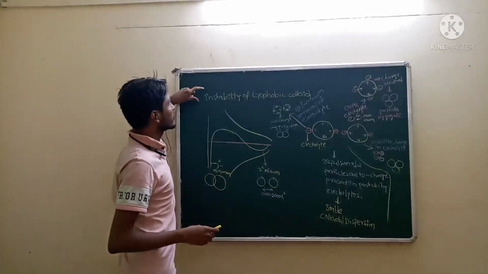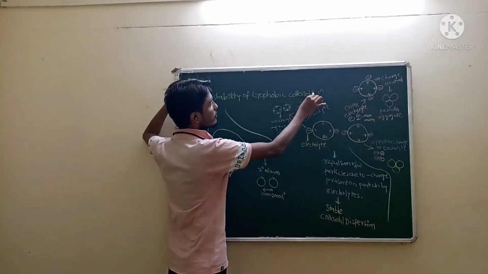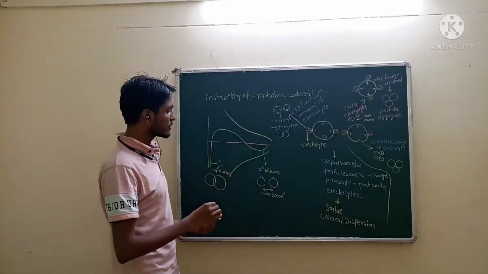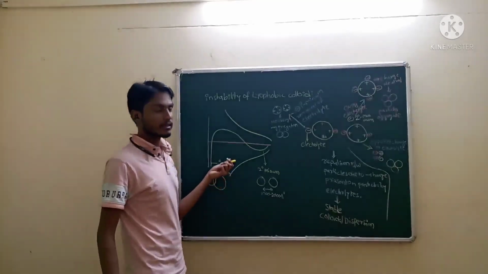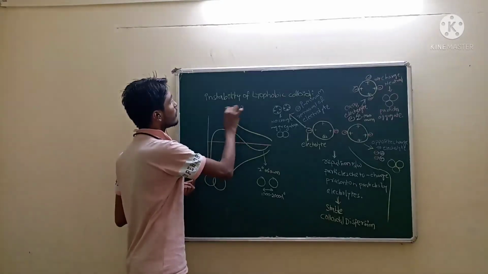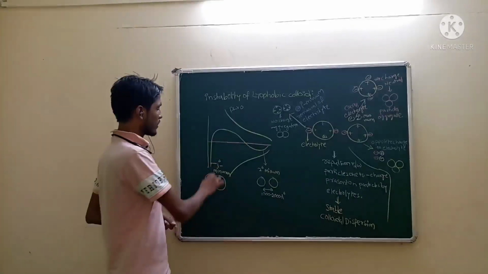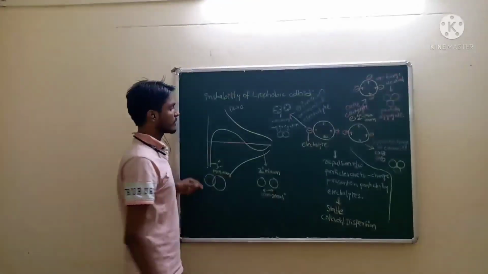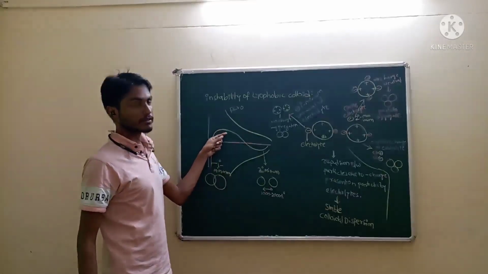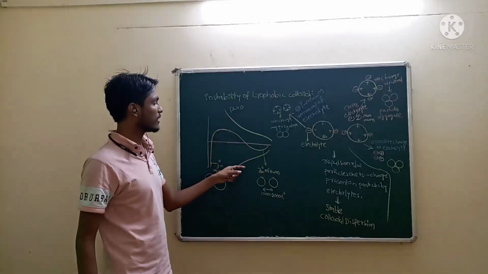Now the topic is instability of lyophobic colloid. In this, we are going to study the DLVO theory. In the DLVO theory, we have studied the primary minimum, the secondary minimum, and the net repulsion or net charge that we get from the combination of repulsion and attraction.